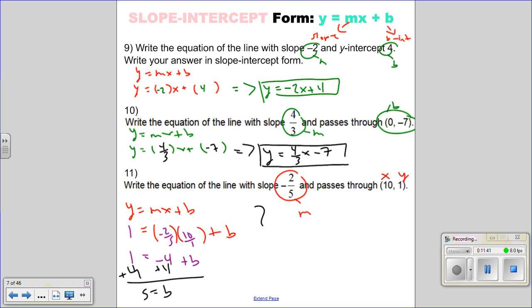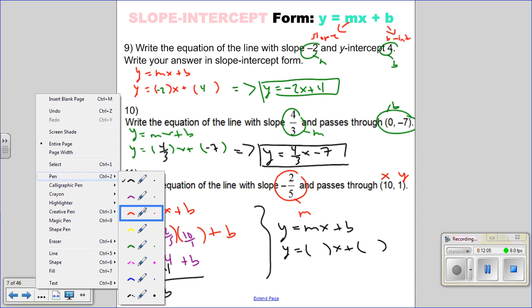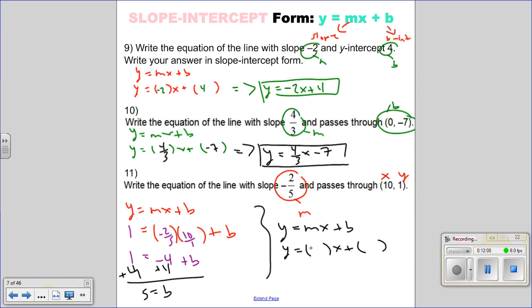Now that you have b and you have your slope, you write out your equation in y equals mx plus b form. Again, write out the skeleton. Y equals mx plus b. Y will stay in its place. You're only replacing m and b. So m was negative 2 over 5, and b is 5. So the final equation would read y equals negative 2 over 5 x plus 5.